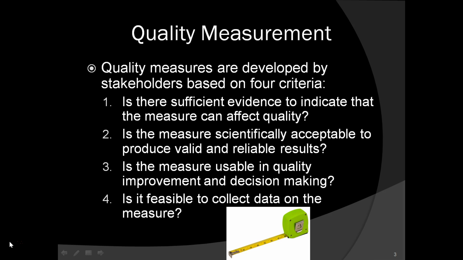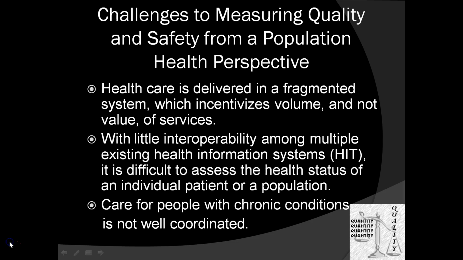The healthcare industry can be described as a set of inputs and outputs. The inputs would be things like health behaviors, social and economic factors, and the physical environment, and the outputs would be outcomes such as quality of care. Differences among communities, which would be your inputs, explain the large variation in practice patterns and patient outcomes in the United States. So here are some challenges to measuring quality and safety from a population health perspective.